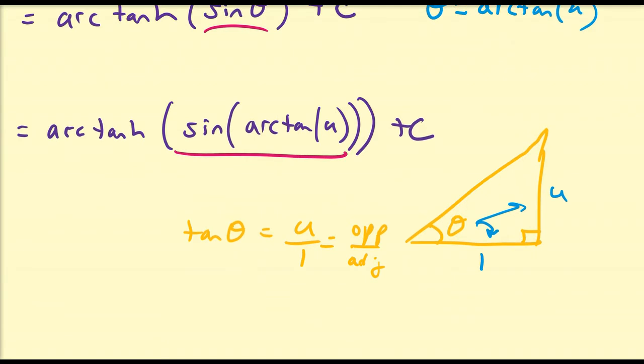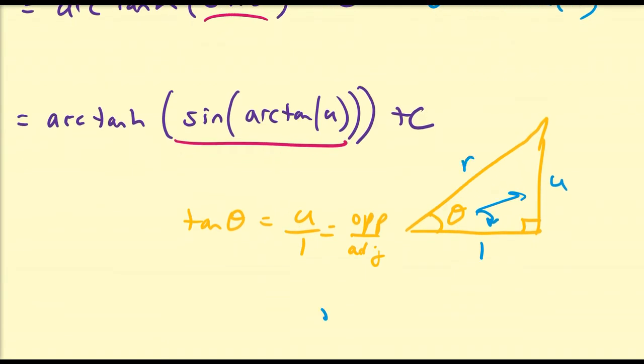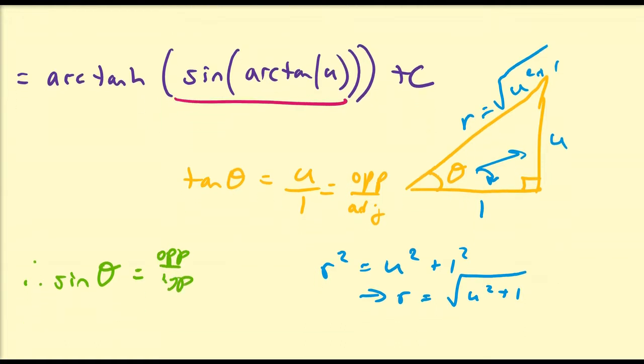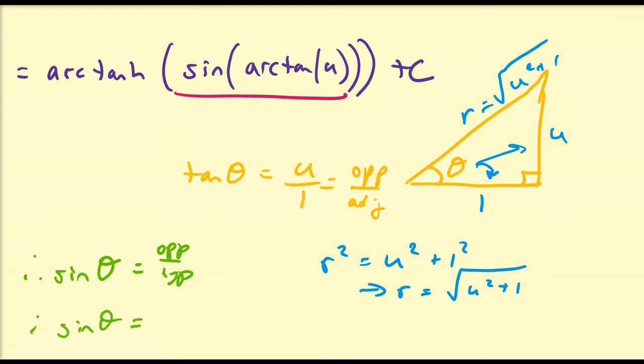If that is the case, if I call that r, r squared is going to be u squared plus 1 squared. So that means r is going to be equal to the square root of u squared plus 1. So now, therefore, I want to find the sine of theta. Remember, sine of theta is going to be opposite over hypotenuse. So that means the sine of theta must be equal to the opposite, u, divided by the hypotenuse, the square root of u squared plus 1.